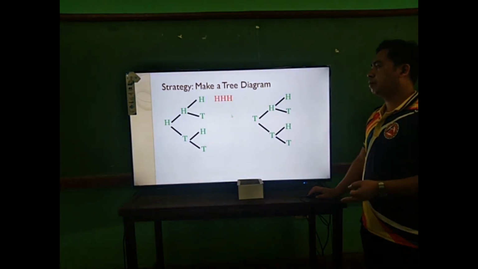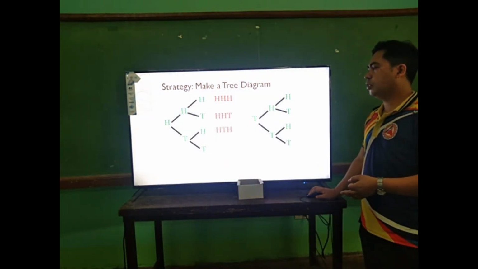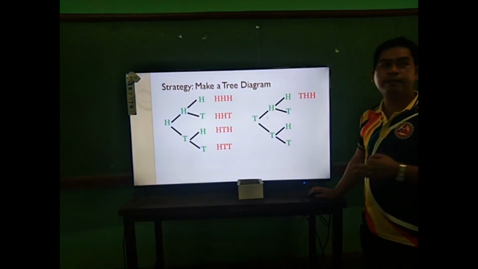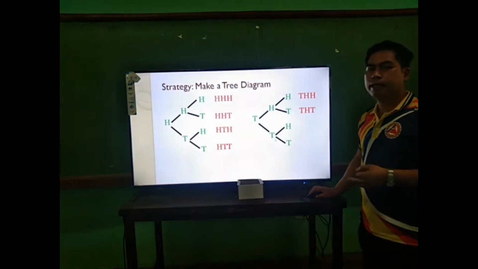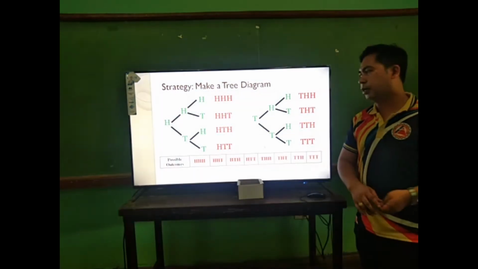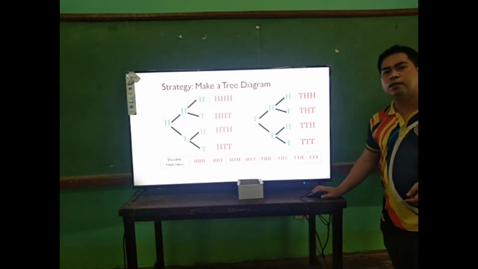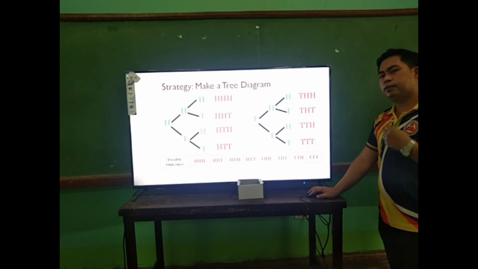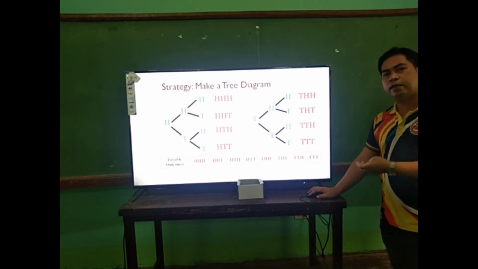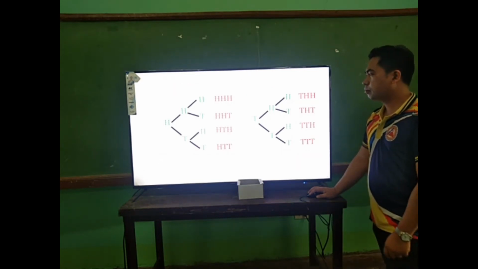So we have HHH, HHT, HTH, and HTT. Also we have THH, THT, TTH, and TTT. Okay. So we have listed all the possible outcomes. We have 8 possible outcomes in our experiment, that is tossing a coin thrice. Okay, very good. So are you familiar with this strategy?